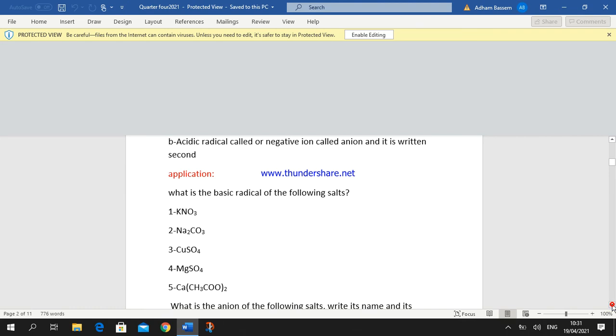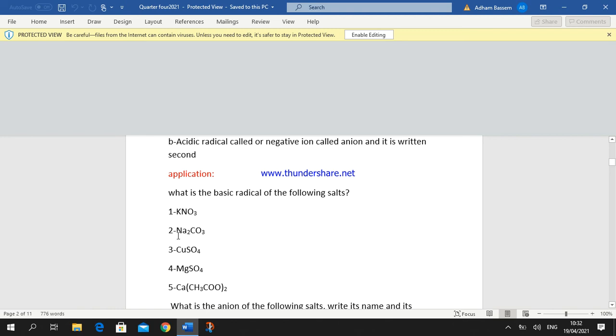Application: how can we determine the basic radical or acidic radical in the following salts? Let's start with the basic radical of the following salts. We have five salts in front of you: potassium nitrate, sodium carbonate, copper sulfate, magnesium sulfate, calcium acetate. The basic radical is the positive ion of the salt. Looking at the first salt, the basic radical, written first, is potassium.